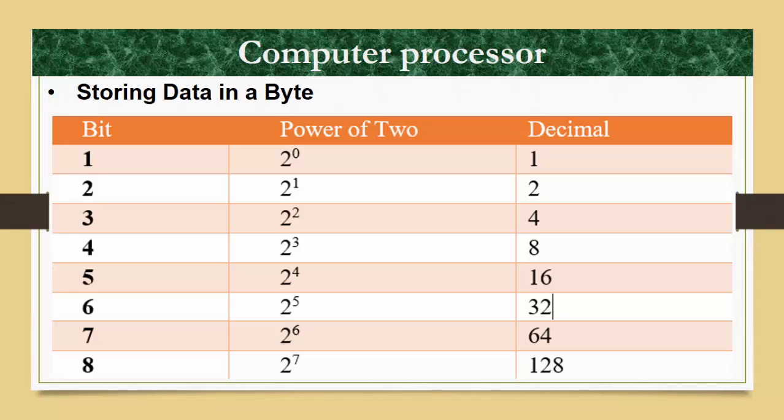If you wish to store a number larger than 255, you use more bits. This is where more bytes would come in, and you can store the number 32,767 in 16 bits.